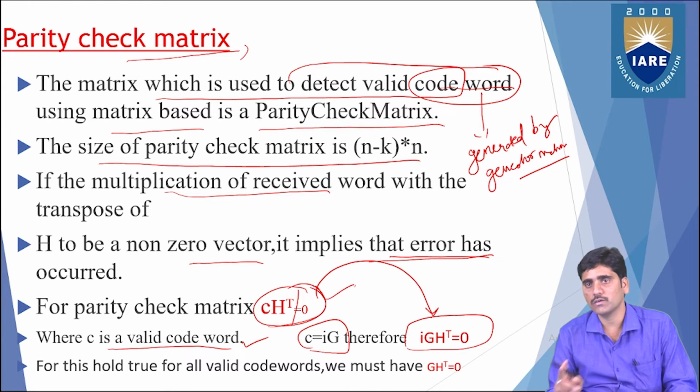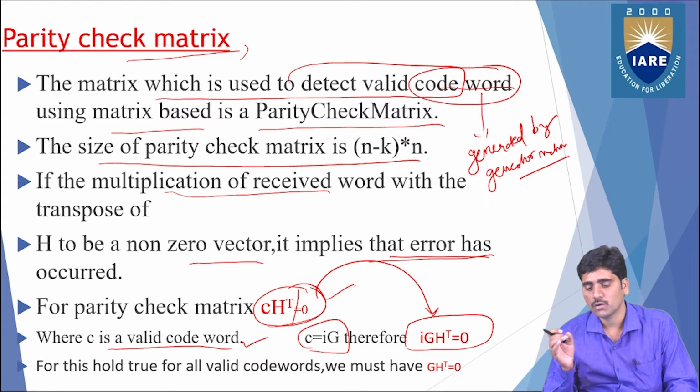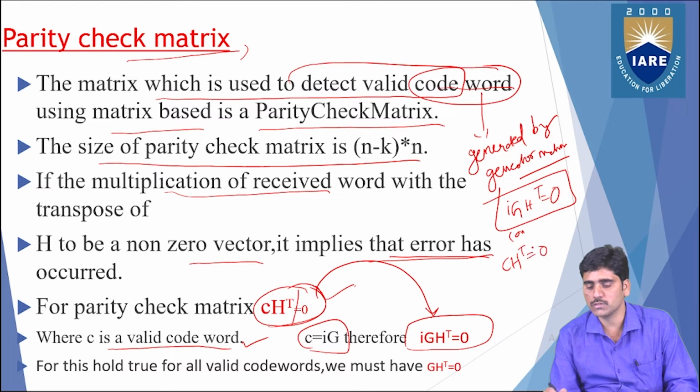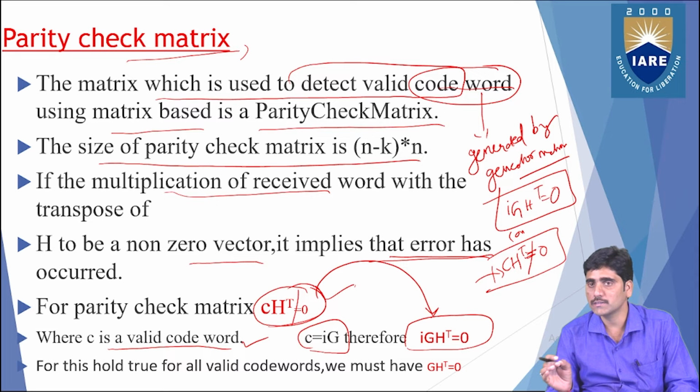From all these points you can say only two things. The parity check matrix is going to validate the code words generated by the generator matrix. The code words are validated when IGH transpose equals 0, or you can write CH transpose equals 0. In this case the parity check matrix detects a valid code word. If and only if it is not equal to 0, then somewhere an error has occurred. So CH transpose not equal to 0 means some error has occurred, but CH transpose equals 0 means it is a validated code word.